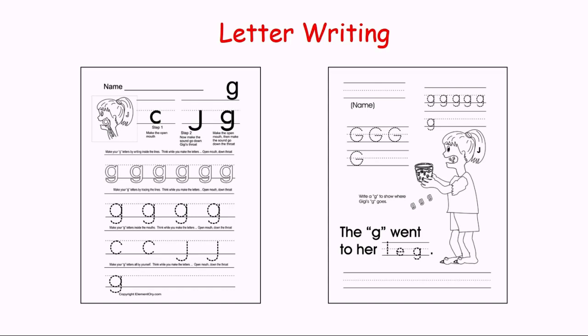The second worksheet is a little more difficult. This one is based on the story. It says, write a G to show where Gigi's G goes. So you have a picture to color, and you can put in your own G, and then it gives you examples of what the capital and lowercase g's look like, and you write those. And then it says, the G went down her leg, and you would have to copy that word leg, or you can write your own word, whatever you want to write. So it has more opportunities for developmental spelling and putting it in the context of a story, a sentence story, and not just practicing the letters themselves.